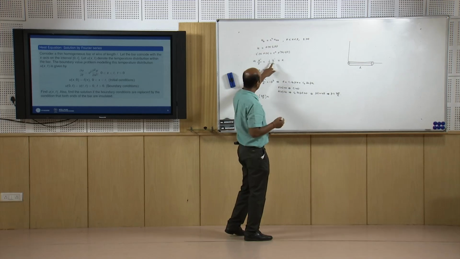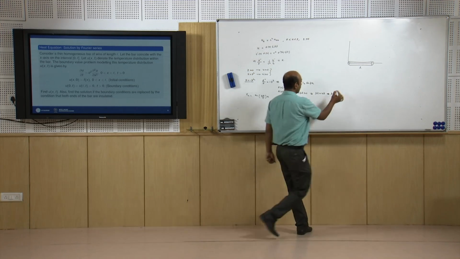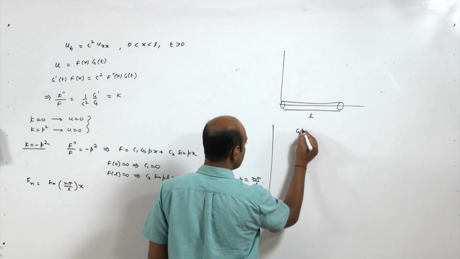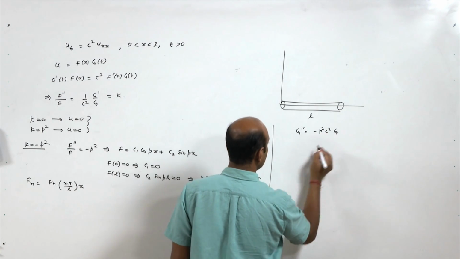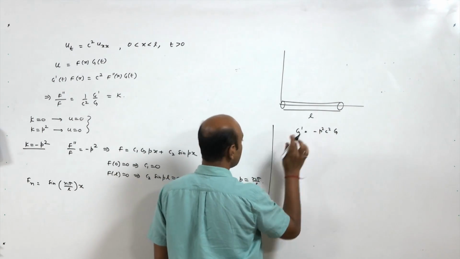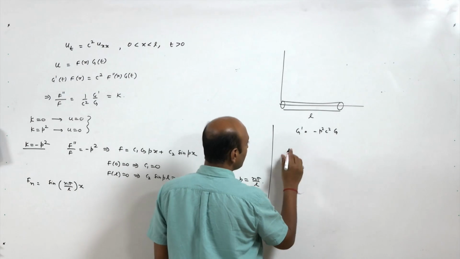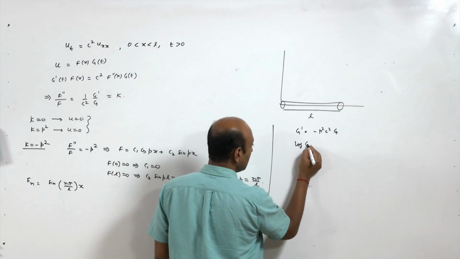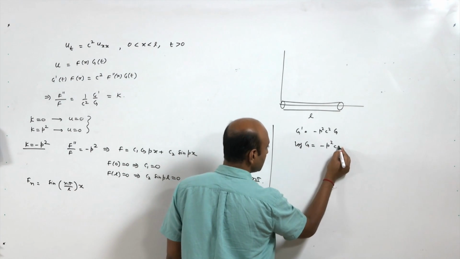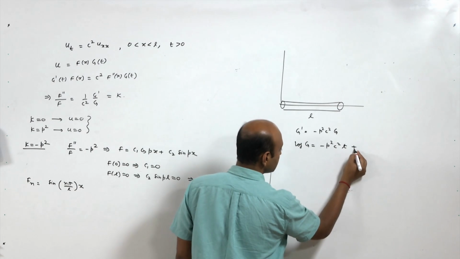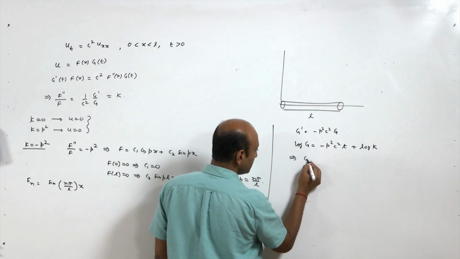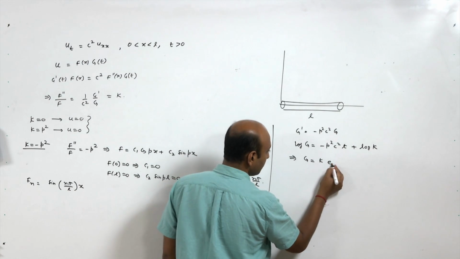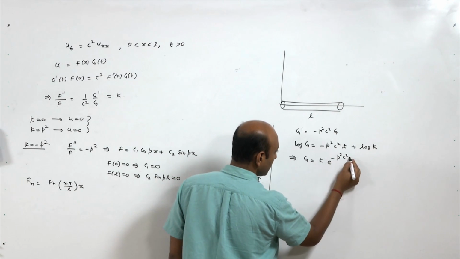Now, we get back to this expression. So, what will be g dash? g dash will be nothing but minus p square c square g. When you integrate, it is the first derivative only. So, when we integrate both sides, it is log g, which is minus p square c square t plus log some k, which implies g is equal to k e to the power minus p square c square t.